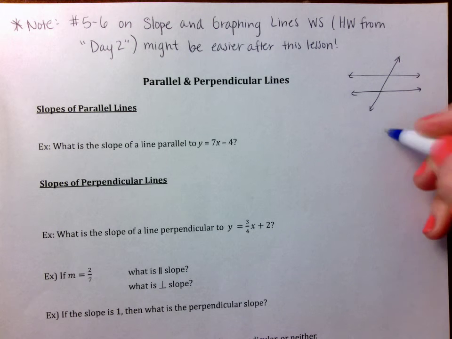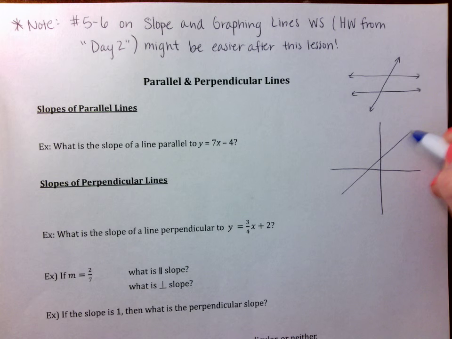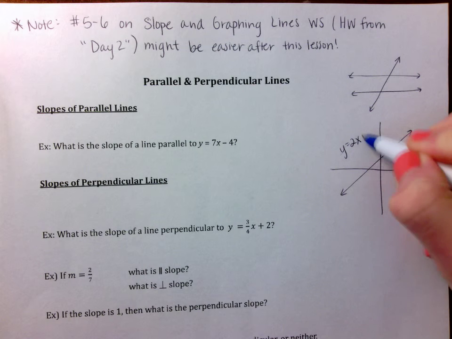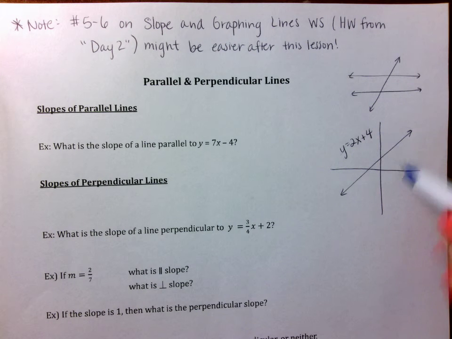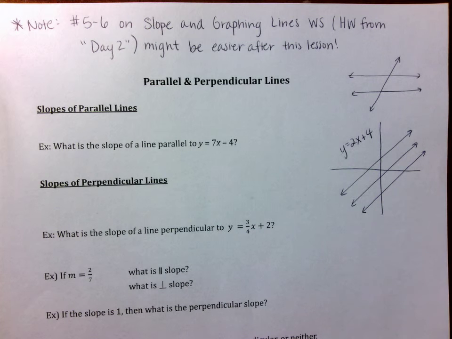So if we were graphing something on the coordinate plane, if I have a line that looks like this, and maybe it's like y equals 2x plus 4, there are an infinite number of lines that are also parallel to that same line, and they have a distinguishing feature. Before we talk about that distinguishing feature, we should also talk really quickly.